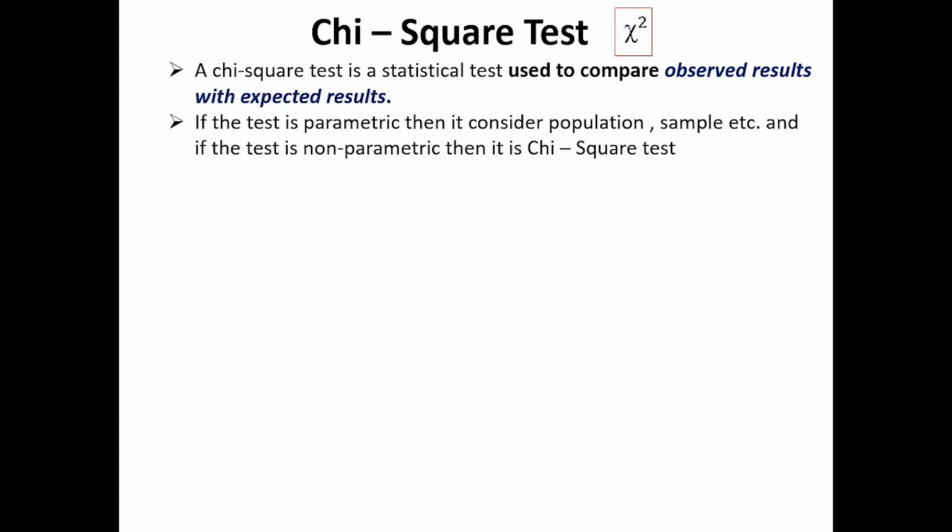So as I told, if the test is parametric, then it considers population, sample, standard deviation, etc. And if the test is non-parametric, then it is chi-square test. In parametric test, we deal with the mean, standard deviation, sample, population.